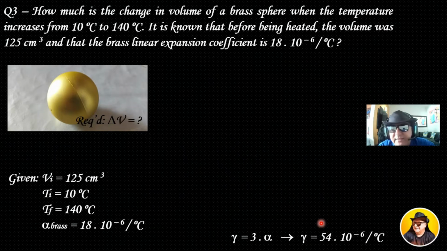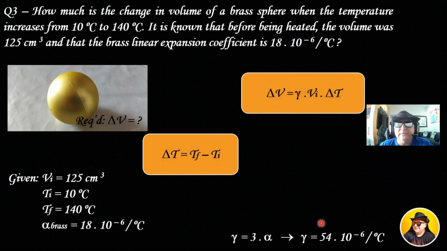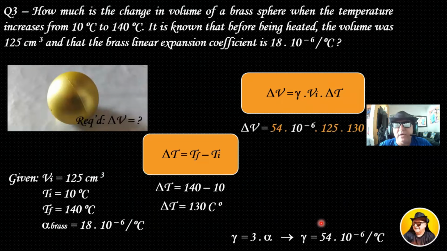Let's calculate first delta T and then delta V. Delta T is 140 minus 10. It is 130 Celsius degrees. And delta V, the change in volume, is gamma times VI times delta T. So delta V is 54 times 10 to minus 6 times 125 times 130.